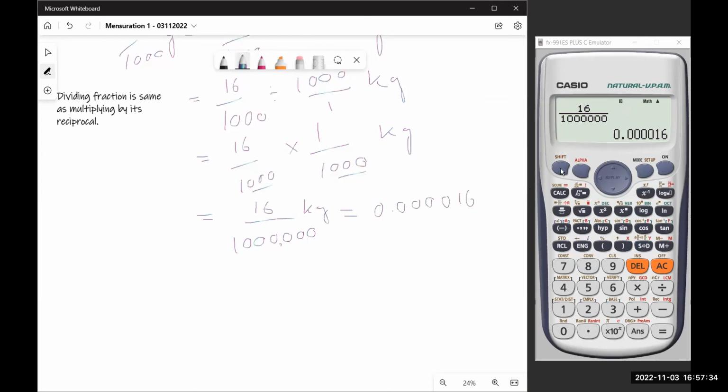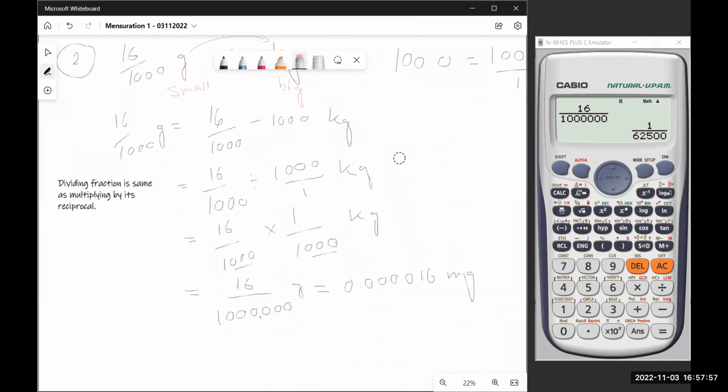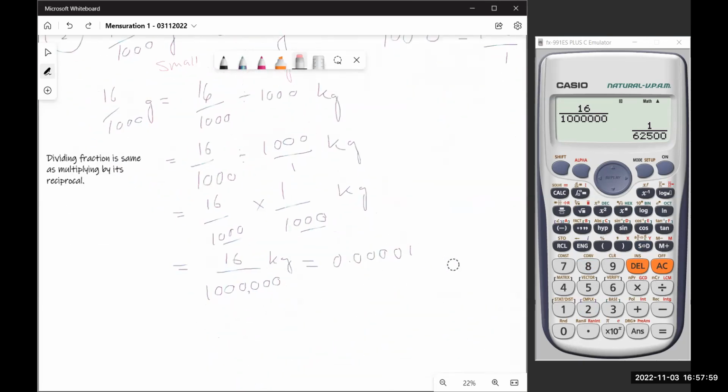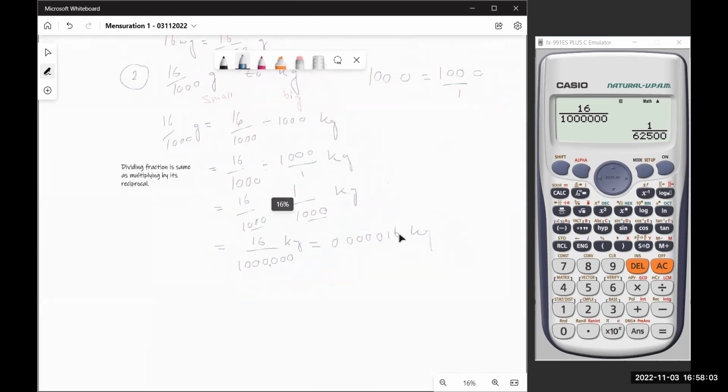Okay, you press shift, then setup. Shift setup, then 8, then 2. Okay, now this is the milligram, not kg. What are we doing? We're converting into kg. So the answer should be in kg. Okay, so we got the answer.